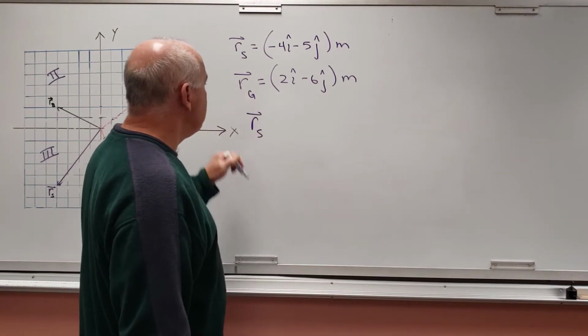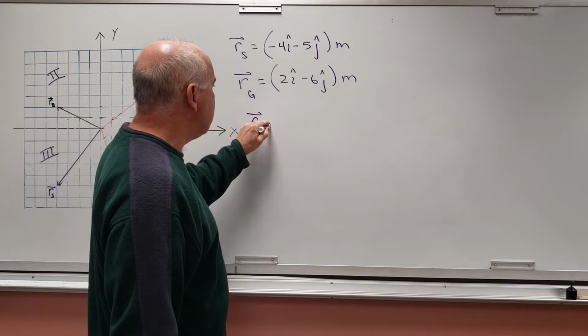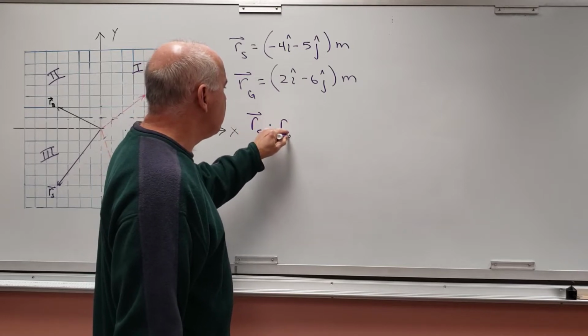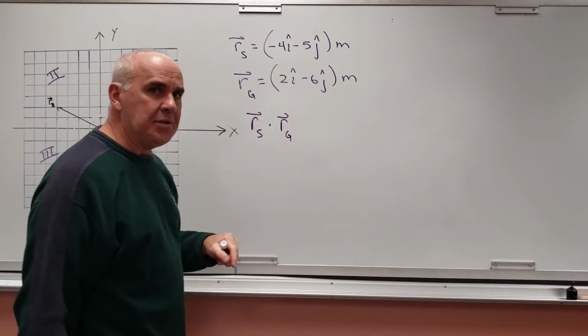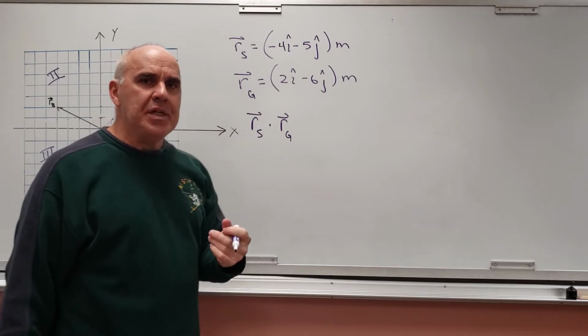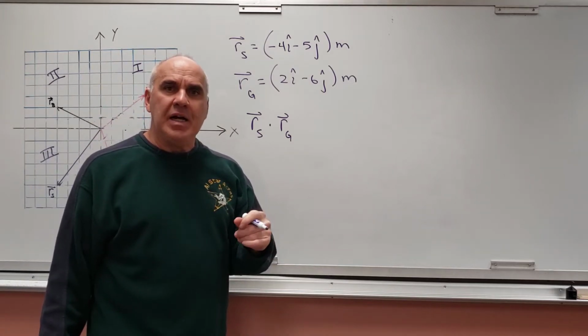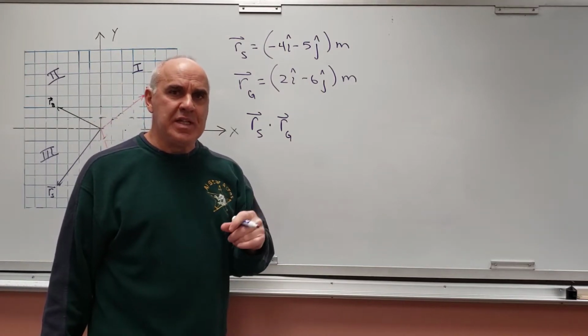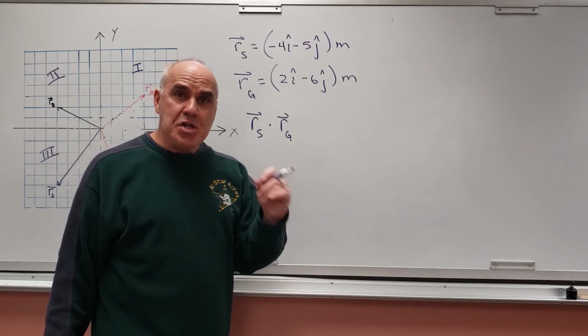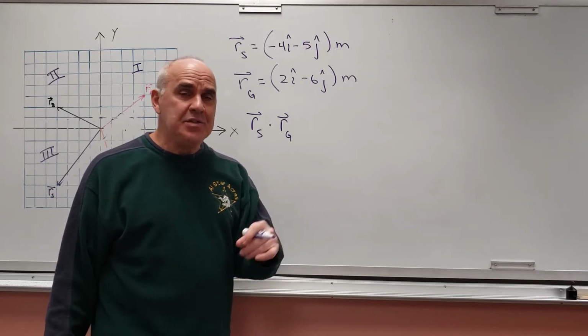So we'd have the position of Shelby dotted with the position of Grayson. And so I use a little dot here in the middle. When I do this, I'm going to get a scalar quantity. That is to say, I'm going to get a number that doesn't have any i's and j's.